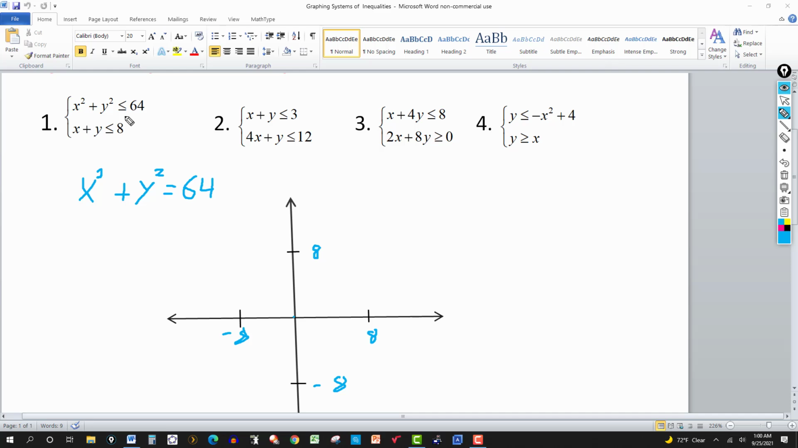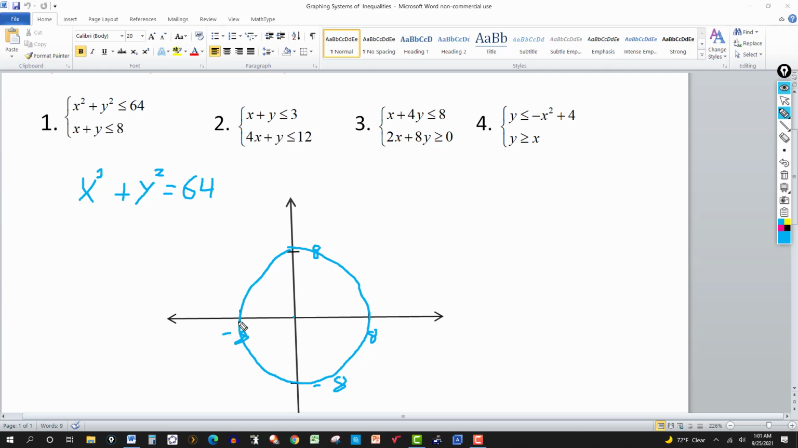And remember, if there's an equal with the less than or the greater than sign, that means the boundary is included as part of your solution set. So in this case, it's equals, so it's going to be a solid boundary. So we draw the circle. Okay, so it passes through the points 0, 8, 0, minus 8, 8, 0, and minus 8, 0.